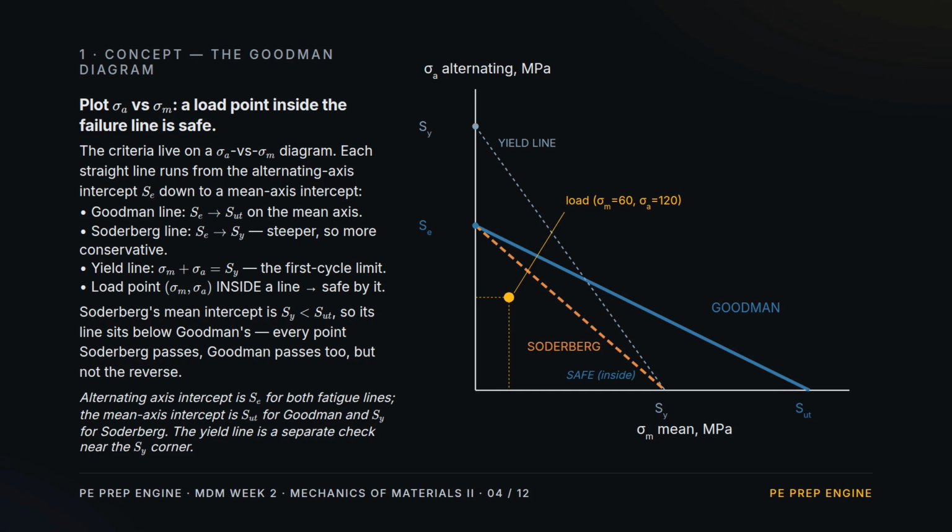Concept 2. The Goodman diagram. Put the alternating stress on the vertical axis and the mean stress on the horizontal. Each failure criterion is a straight line from the endurance limit on the alternating axis down to a strength on the mean axis. The ultimate for Goodman, the yield for Soderberg. Because yield is the smaller intercept, the Soderberg line sits inside the Goodman line. Anything Soderberg clears, Goodman clears too. A load point plotted inside a line is safe by that line. A third, separate yield line guards the first cycle.